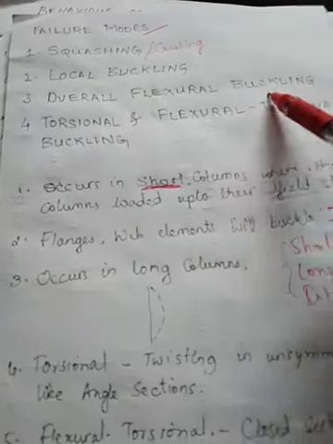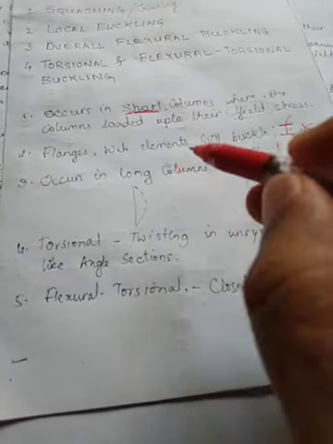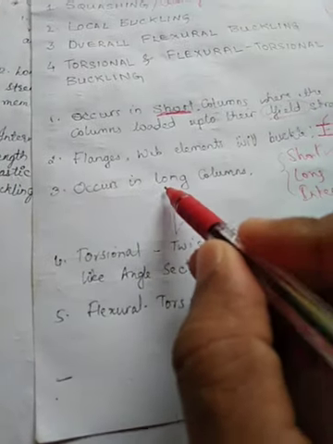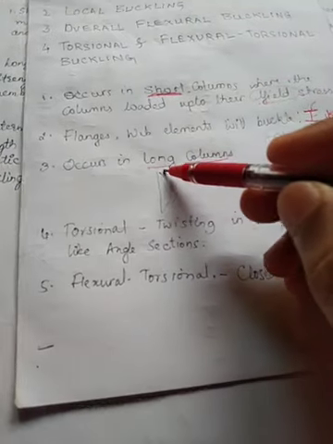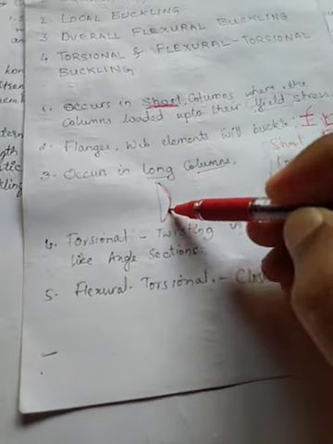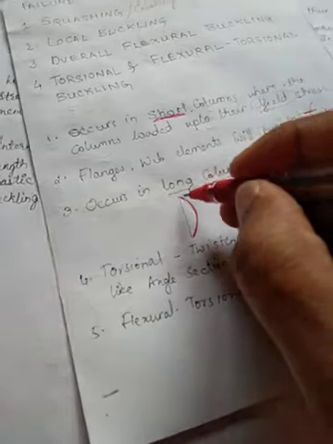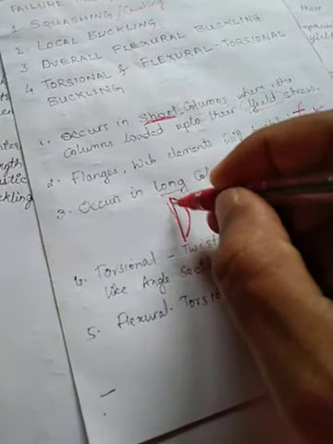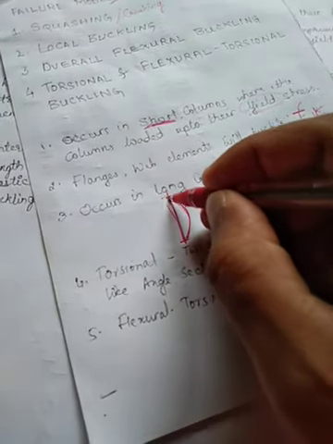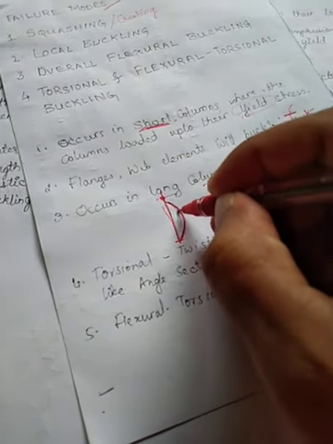Next, the third one, overall flexural buckling. This overall flexural buckling will happen in long columns. It's a bending of the column, a long column. It's a bending, so it's a flexural buckling. If this is a vertical member and there is a load acting like this, an axial load, then the column tends to bend like this, so it is called flexural buckling.